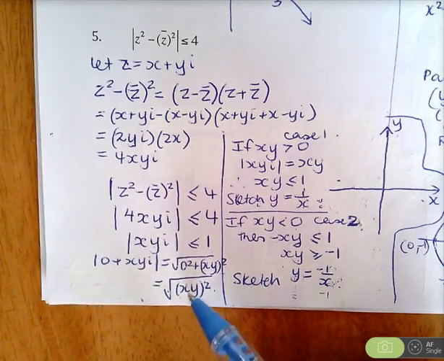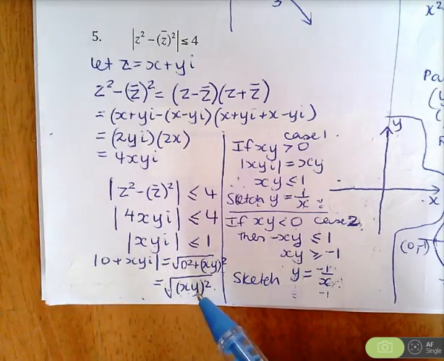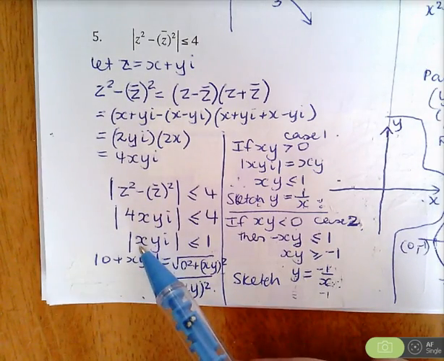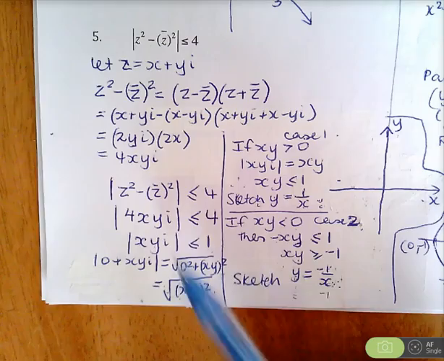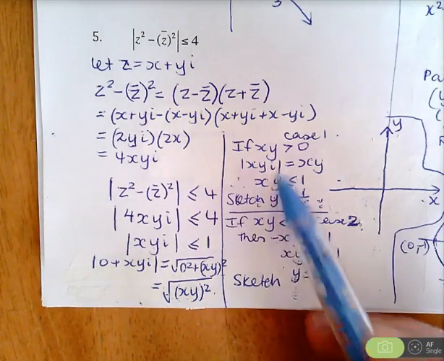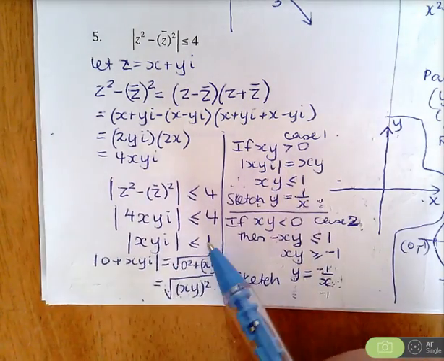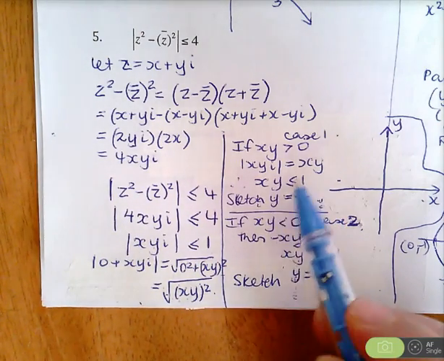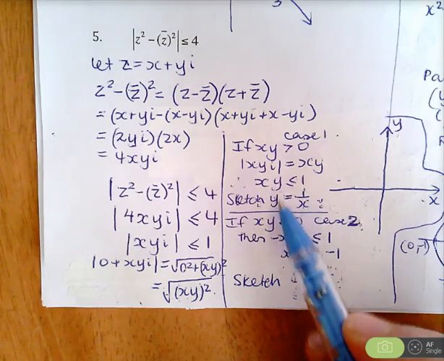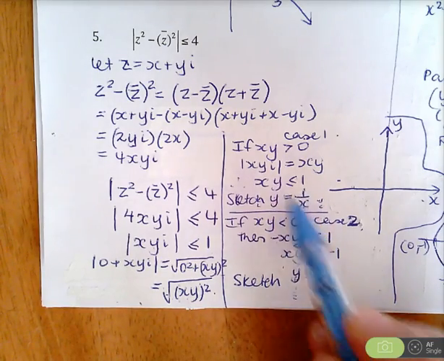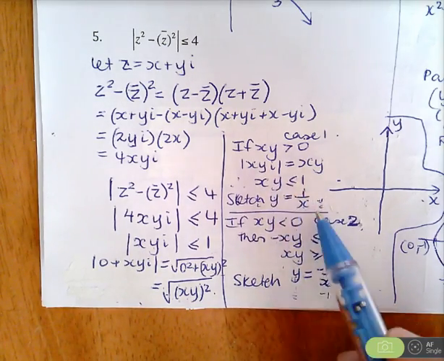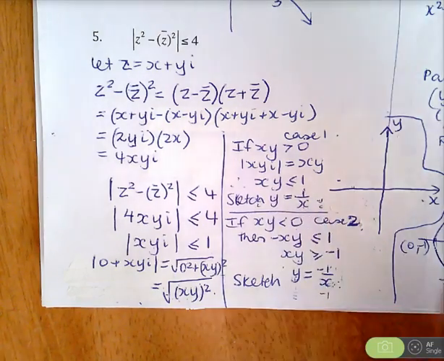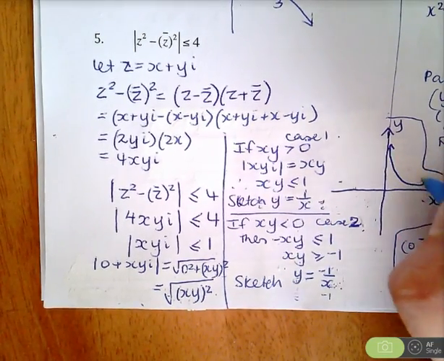It could be positive xy or minus xy depending on the values of x and y. So modulus of xyi will just equal xy if xy is positive. So therefore this equation becomes xy is less than or equal to 1. Now this is really a hyperbola. So I'm going to sketch y equals 1 on x. I'm not going to write it as y is less than or equal to 1 on x. I'm just going to write y equals 1 on x, which is quadrants 1 and 3.